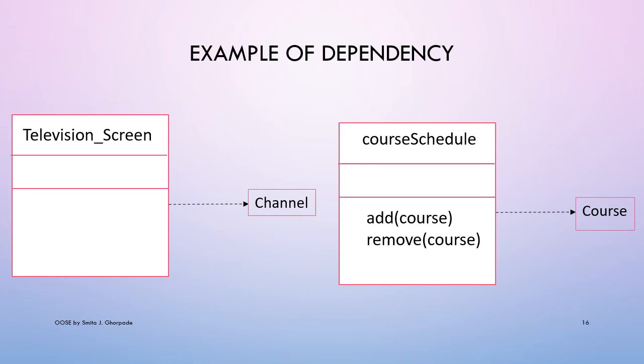One more example: course schedule depends on the course class. As we change the course, obviously the course schedule is going to change. So this type of relationship is a dependency relationship here.